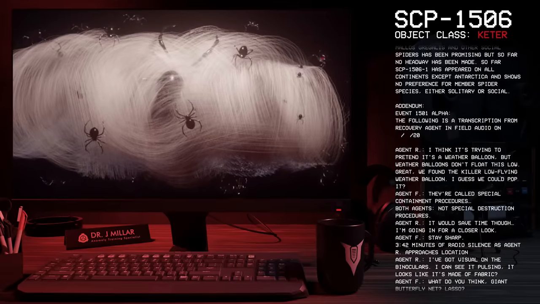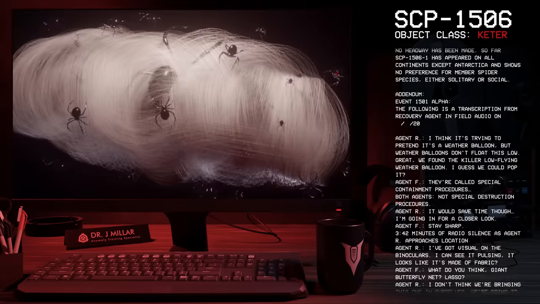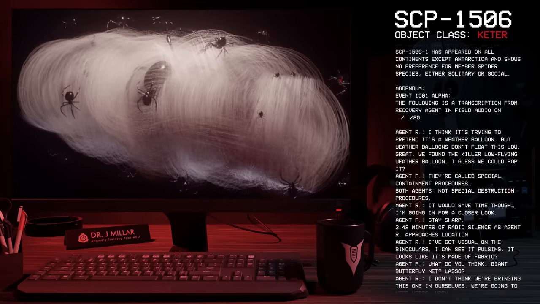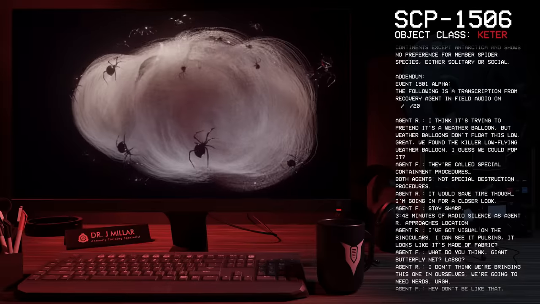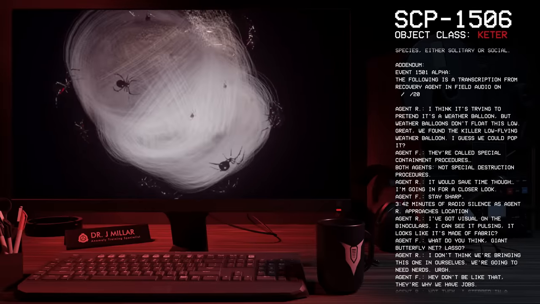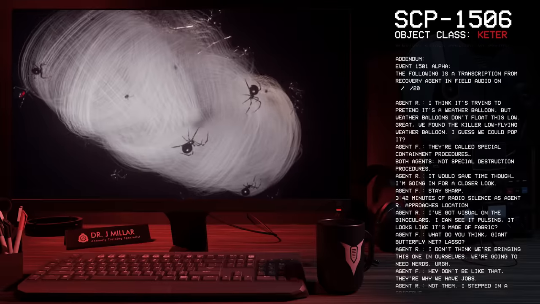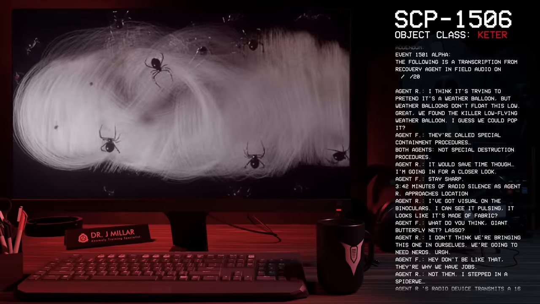I think it's trying to pretend it's a weather balloon, but weather balloons don't float this low. Great! We found the killer low-flying weather balloon. I guess we could pop it. They're called Special Containment Procedures, not Special destruction procedures. Yeah, I get it. It would save time, though. I'm going in for a closer look.